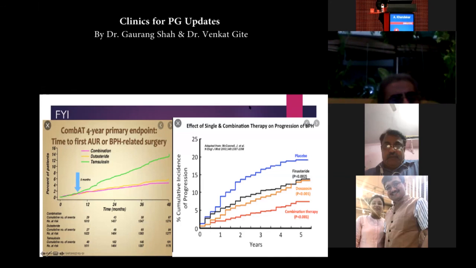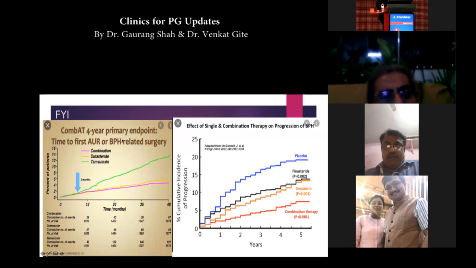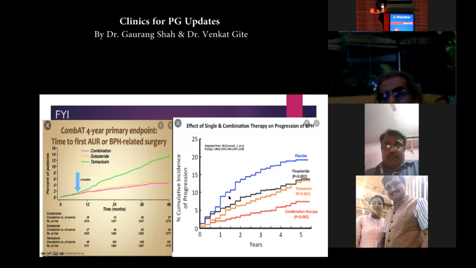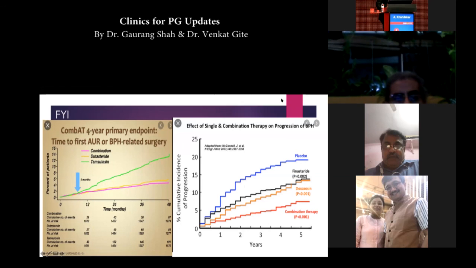Yeah, I think so. And just for your information, yeah, absolutely, this is just for your information. CombAT trial versus the MTOPS trial. Only thing is, I think the drugs you said were not correct. CombAT was tamsulosin with dutasteride, and MTOPS was finasteride with doxazosin, I think. Okay. But I think that's okay.